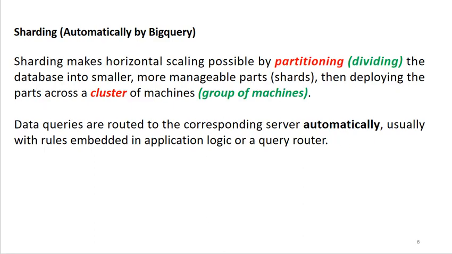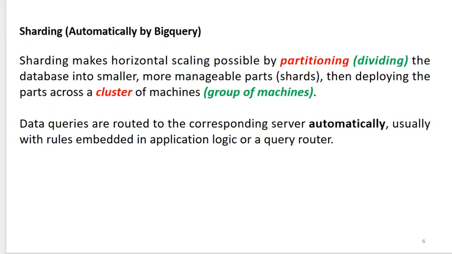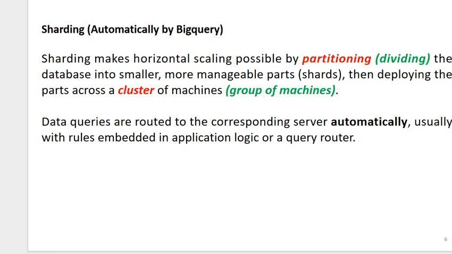Then another important thing in BigQuery, why it fetches data so fast, is sharding. Sharding makes horizontal scaling possible by partitioning the database into smaller, more manageable parts, then deploying the parts across a cluster of machines. That will be clearer in the figure on the coming screen.